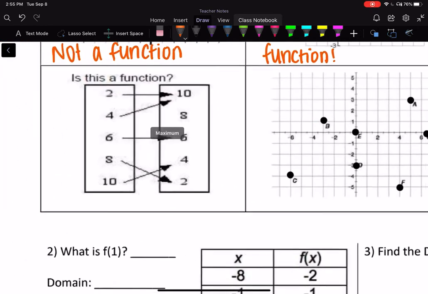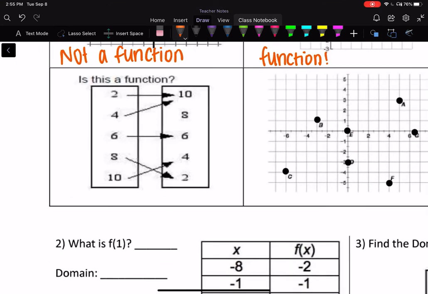And for this one, we're going to check to see if this is a function, meaning that every input has to have only one output. So 2 has only one, 4 only goes to one thing, 6 only goes to one thing, 8 only to one thing, and 10 only to one thing. Since each input only goes to one output, that means that this is a function.